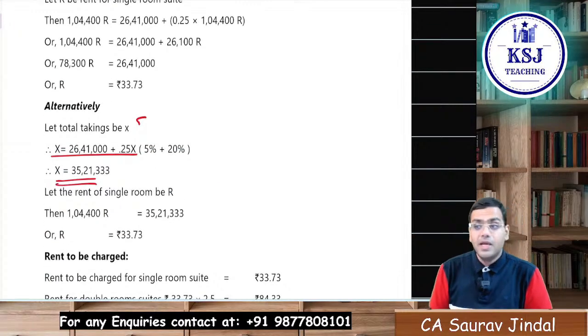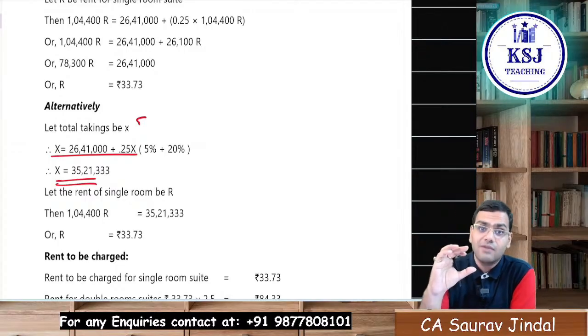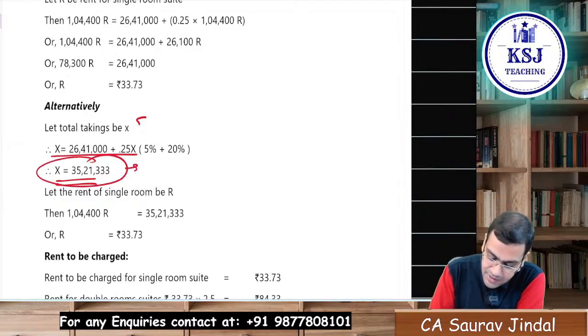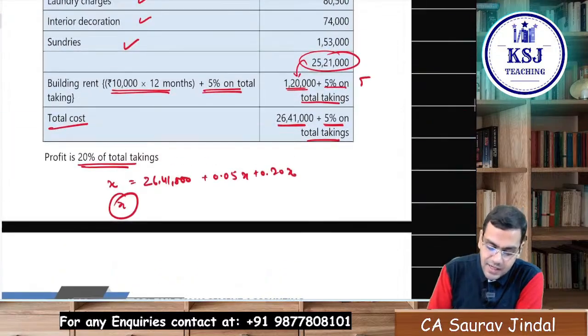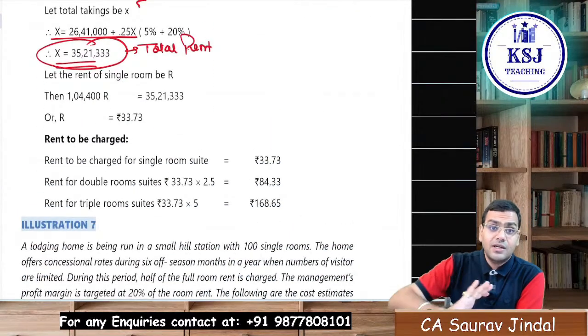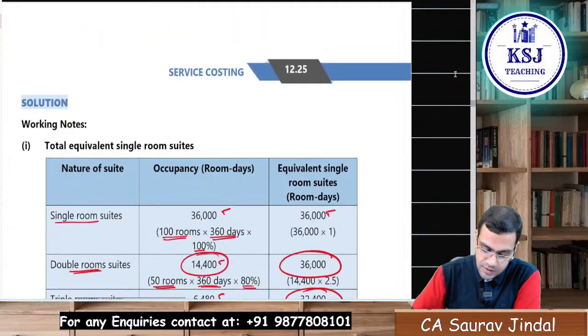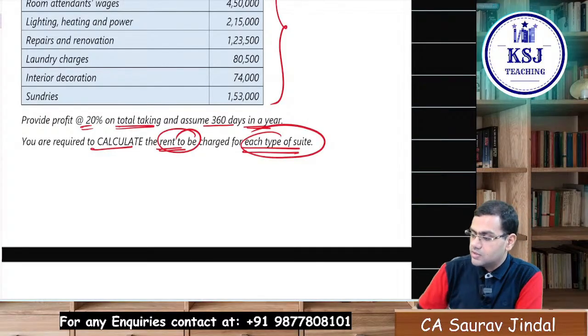Okay, so from here what we are getting is the sales price, the total value that we will be earning. What he is asking for is the rent for one room, right? This is the total rent being charged, this is not the rent per room. Whatever is the value of X that you get, you will be able to calculate the building rent then. This is the total rent that you are charging. And what is the question asking you about? The question is: calculate the rent to be charged for each type of suite. So what is the rent to be charged?